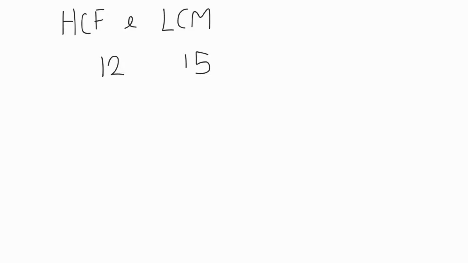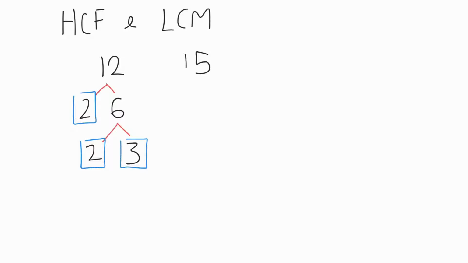So the first thing we need to do is draw a factor tree to find the prime factors of each number. So 12, we can divide that by 2. And that'll give us 6. We can divide 6 by 2. That'll give us 3. So these are the prime factors of 12. So let's do that for 15. We could divide it by 3 and that will give us 5. So 15 has 2 prime factors.